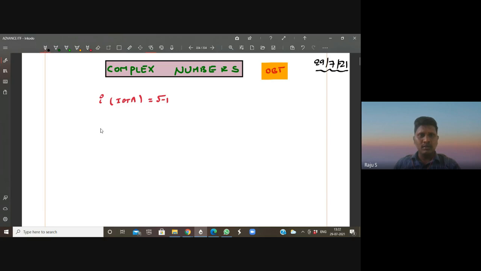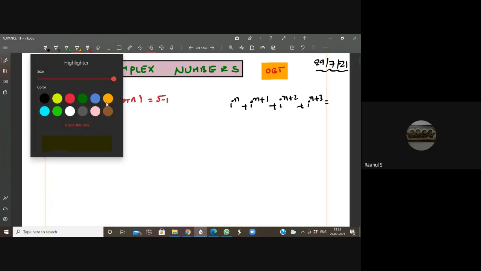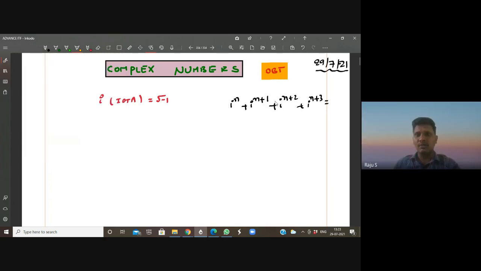Okay, all of you concentrate here, right? Then here the sum of four consecutive powers of i, that is i to the power of n plus i to the power of n plus 1 plus i to the power of n plus 2 plus i to the power of n plus 3, is clearly equal to what? 0. So this is clearly equal to 0. That is nothing but the sum of four consecutive powers of iota is always equal to 0. That you have to remember.